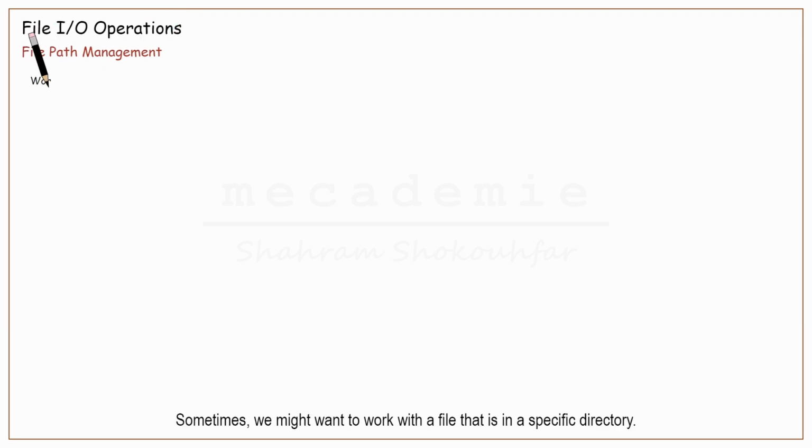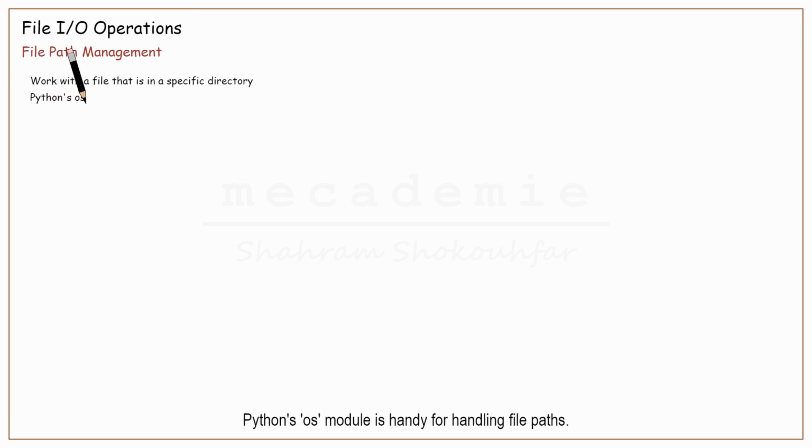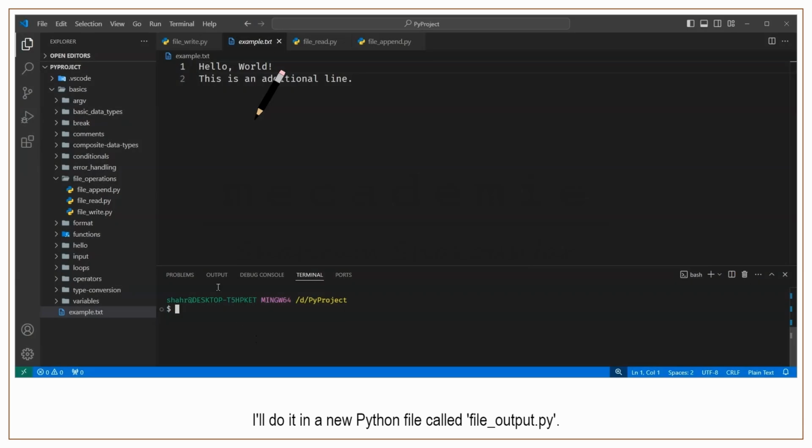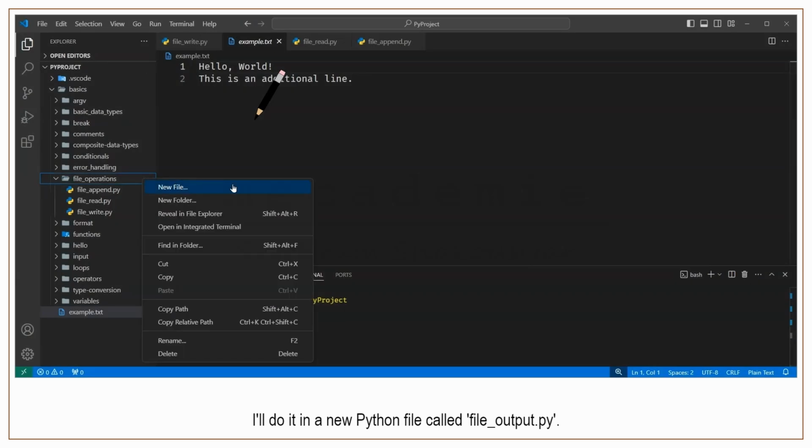Sometimes we might want to work with a file that is in a specific directory. Python's OS module is handy for handling file paths. For example, let's create a file in a different directory. I'll do it in a new Python file called fileoutput.py.